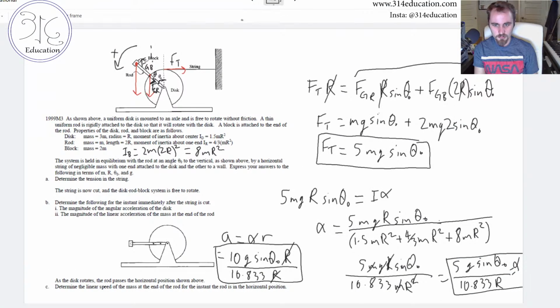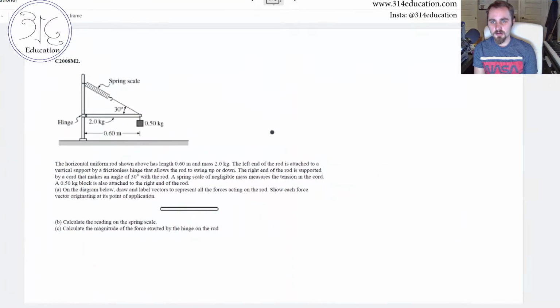And yep, that was all we had for this FRQ. So let's take a look. This is going to be our last one. We've got a horizontal uniform rod, as shown above, has some length of 0.6 meters and a mass of 2 kilograms. The left end of the rod is attached to a vertical support up here, and the right end is supported by a cord that makes a 30-degree angle that's attached to a spring.